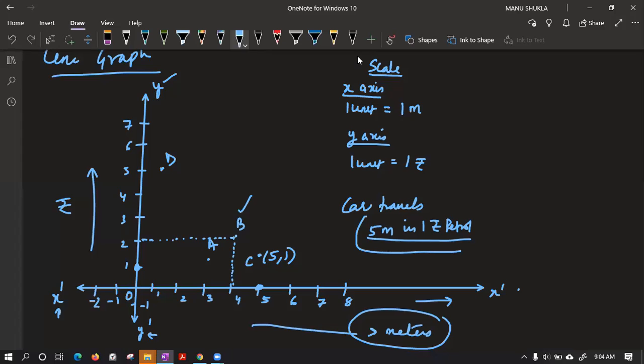Now tell me, what does this point D symbolize? Be very careful and tell me, what does this point D symbolize? The coordinate of point B is 4 comma 2. Okay. Just tell me, class, what does this D symbolize? Point D.